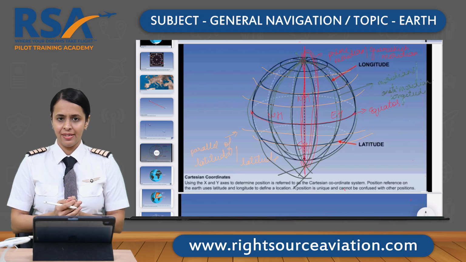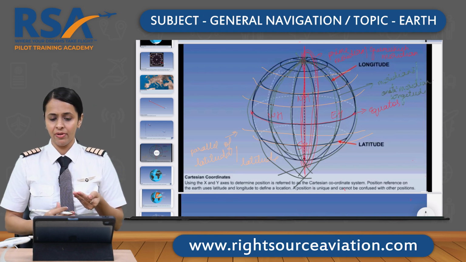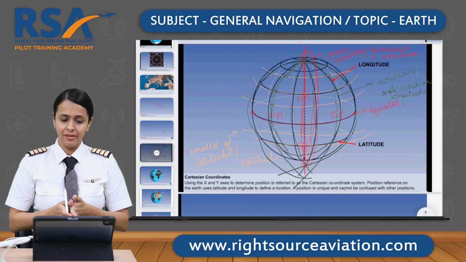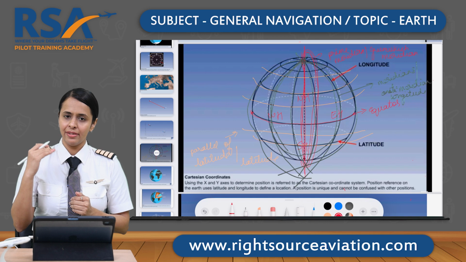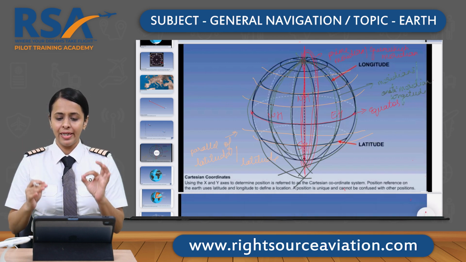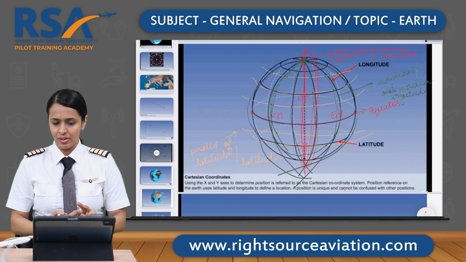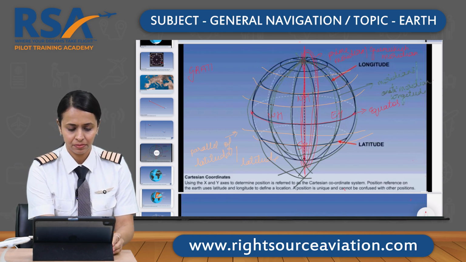So let's revise it a little bit. We have equator that divides the earth into northern and southern hemisphere. We have the prime meridian that divides the earth into eastern and western hemisphere. And we also have the parallel of latitudes and the meridian and the anti-meridian. Now a network of all these latitude and longitude is given a name. We call it the graticule.